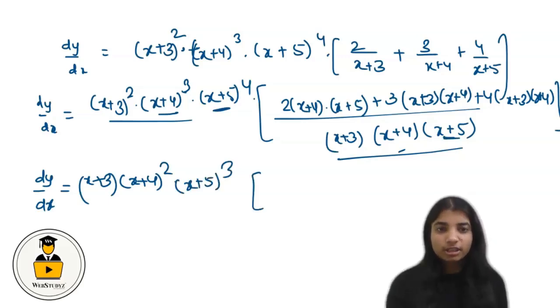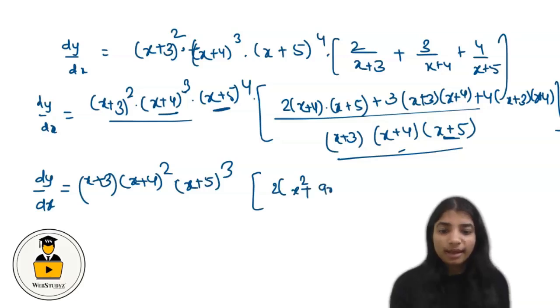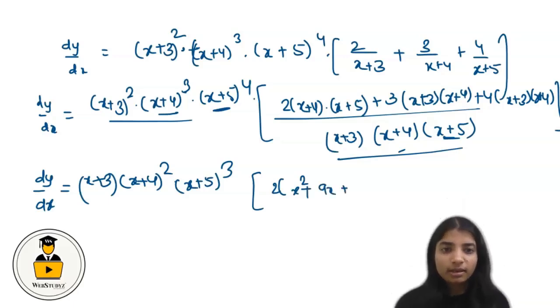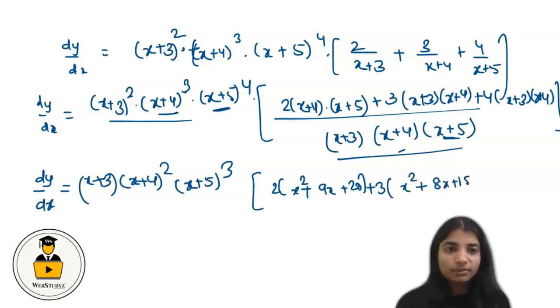Solving the terms which are in the bracket, 2 multiplied by x plus 4 multiplied by x plus 5 from here becomes equal to 2 multiplied by x square plus 9x plus 20, plus 3 multiplied by x plus 3 and x plus 4, which is x raised to the power 2 plus 7x plus 12... plus 3 multiplied by x plus 3 plus x plus 4 is x raised to the power 2 plus 8x plus 15, plus 4 multiplied by x plus 3 and x plus 4 is x raised to the power 2 plus 7x plus 12.